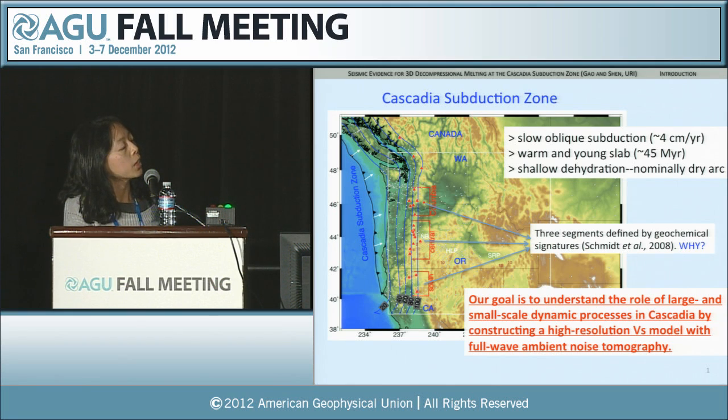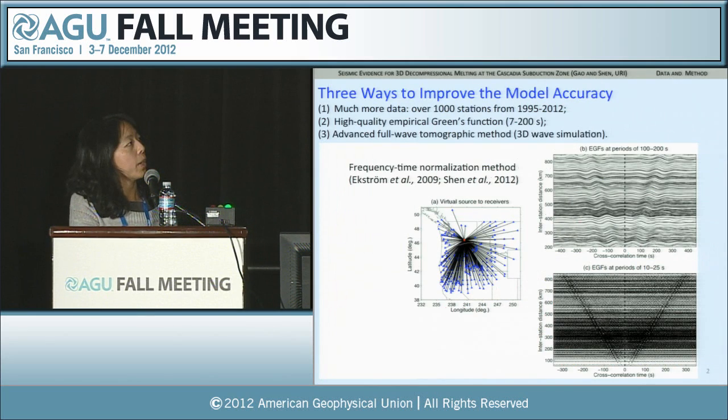Just keep the definition in mind, since I'm going to use the 3 segments in the following discussion. In this talk, my goal is to understand the melting process with the seismic method by constructing a velocity model of the crust and upper mantle. Compared to previous seismic tomography, I implement 3 ways to improve the model resolution. The first way is that I include all the possible broadband seismic stations in the Pacific Northwest, including the EarthScope Transportable Array, the permanent stations, and the Canadian stations beneath Vancouver Island.